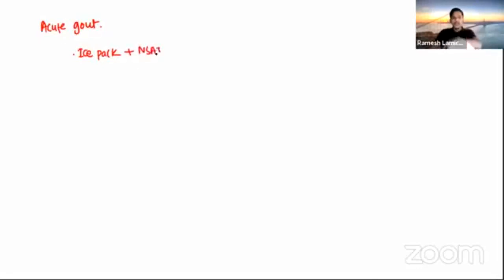So we give NSAIDs, or we can use oral colchicine. Okay, oral NSAIDs or colchicine. So this is the first line. Firstly, after the patient comes, we give an ice pack, then use NSAIDs or oral colchicine. If the patient does not resolve, we can also go for oral prednisolone.